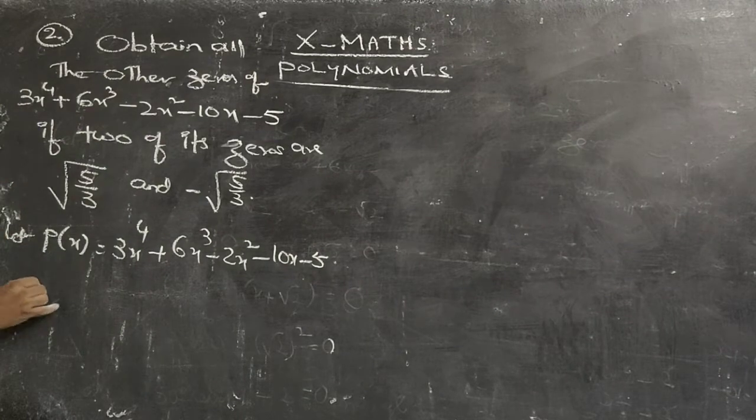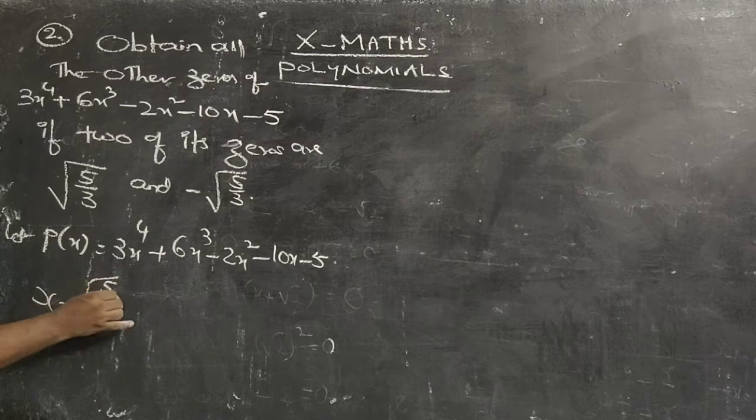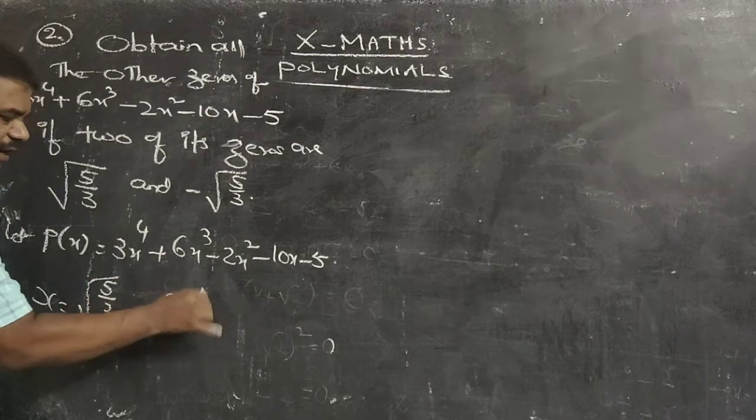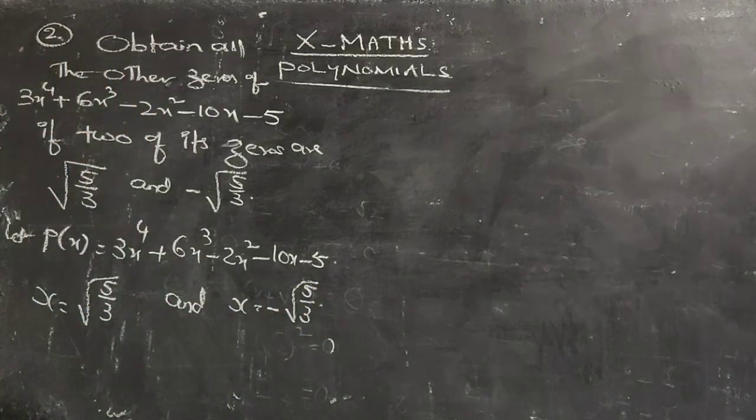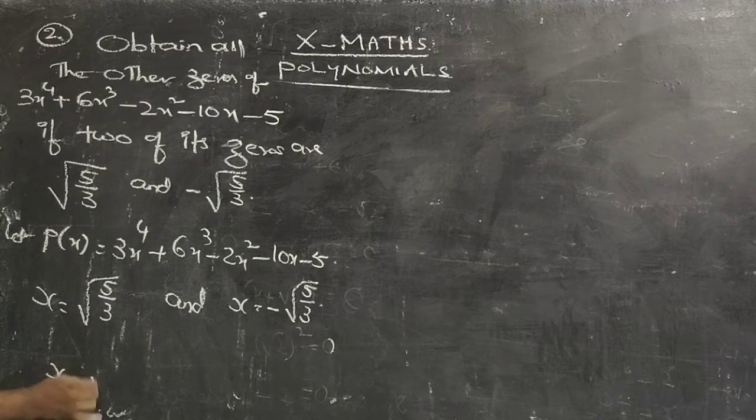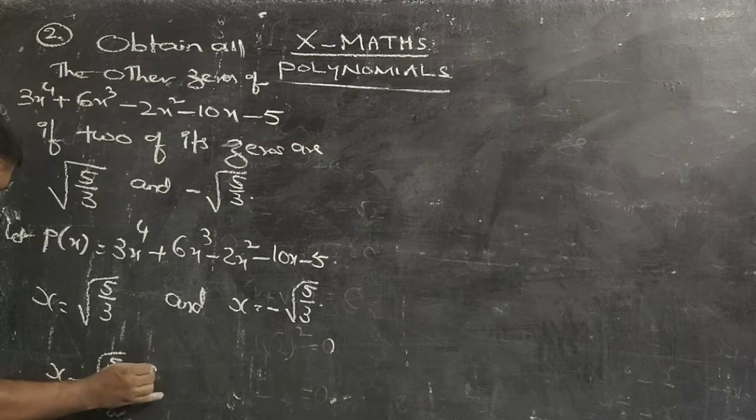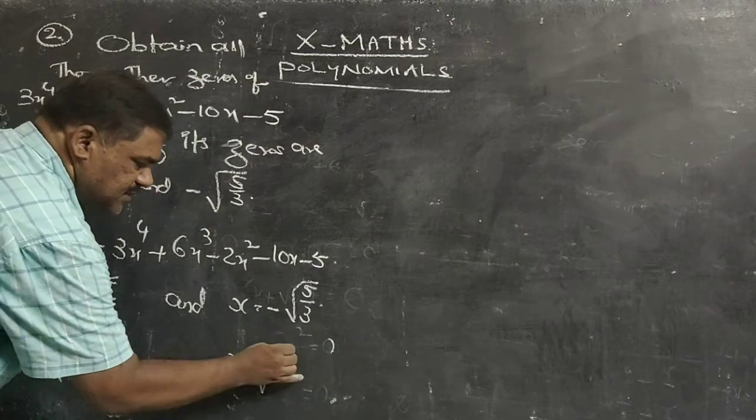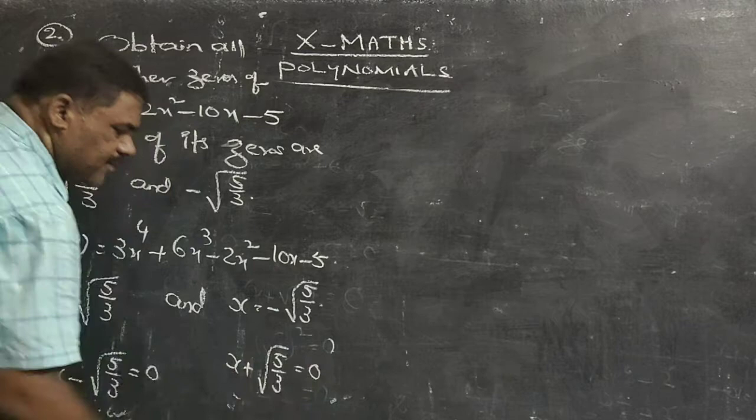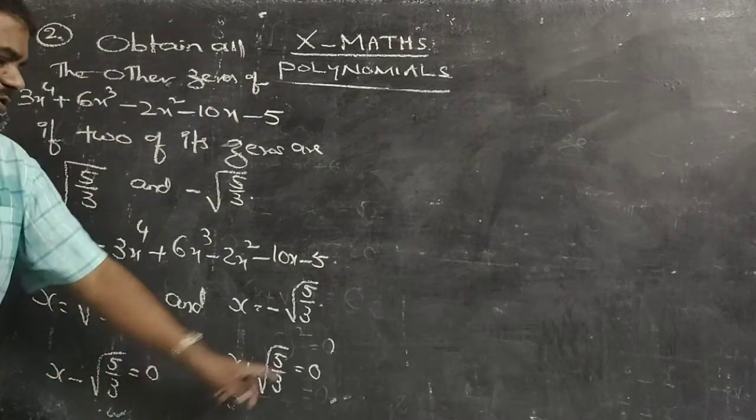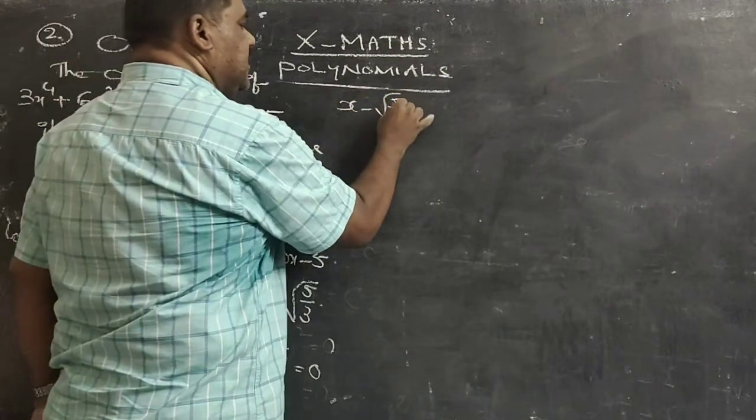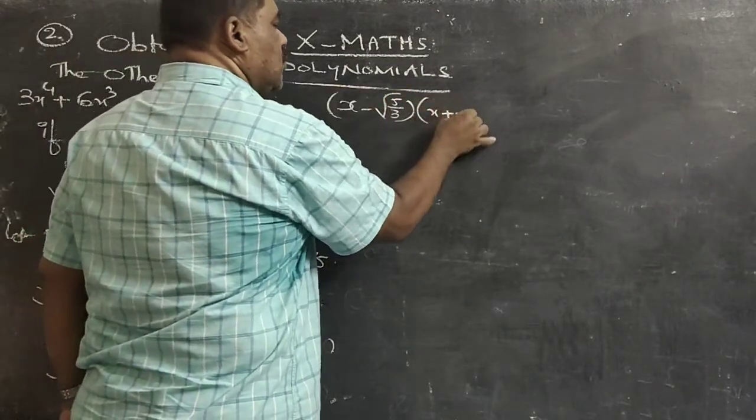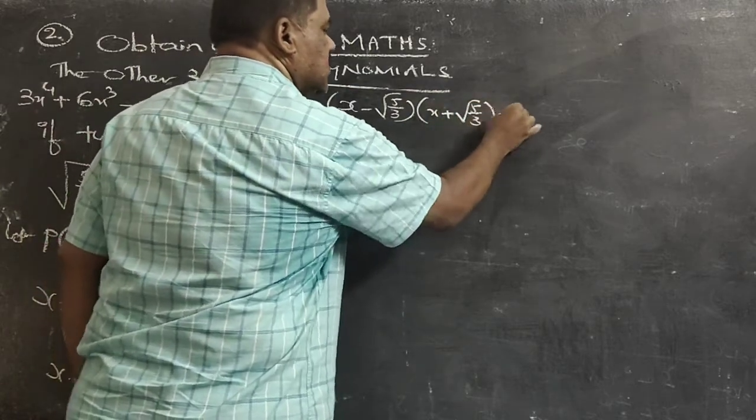2 values are given for x. First one is x is equal to root 5 by 3 and second value is x is equal to minus root 5 by 3. Send root 5 by 3 this side. x minus root 5 by 3 is 0. Here x plus root 5 by 3 is 0. This is 0 and this is also 0. Their product is also 0. That is x minus root 5 by 3 into x plus root 5 by 3. Product of these two is also 0.